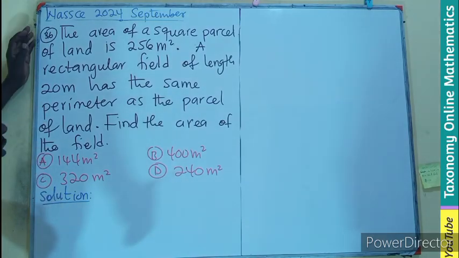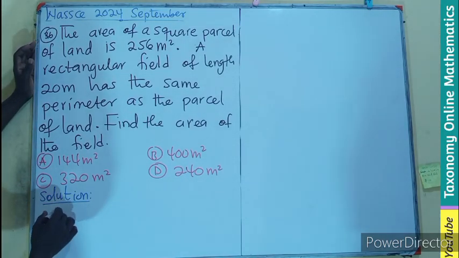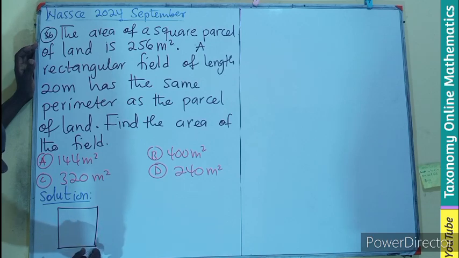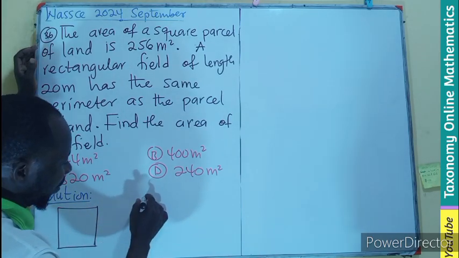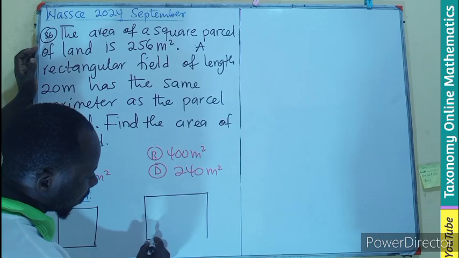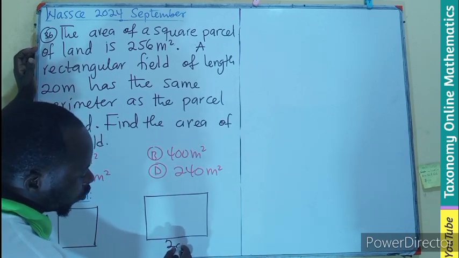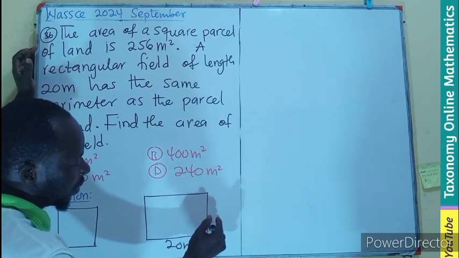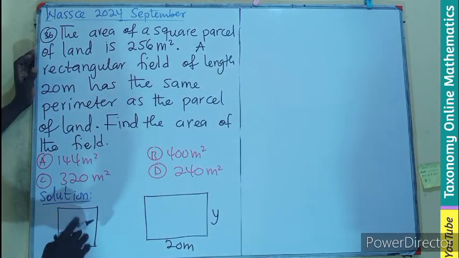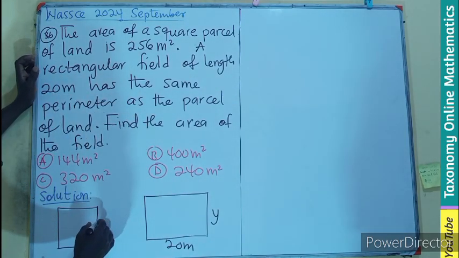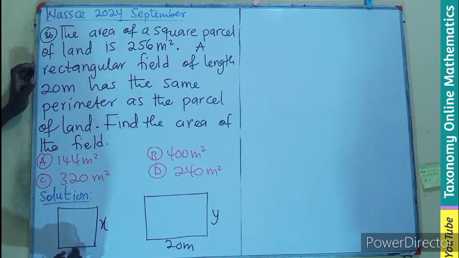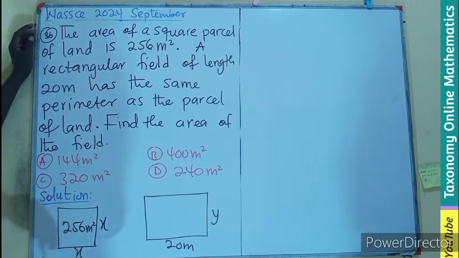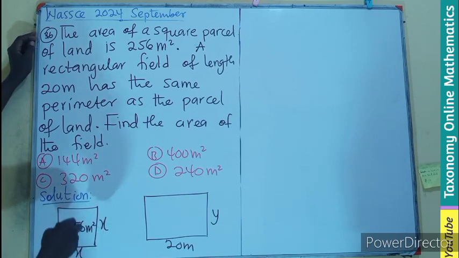This is WASSCE 2024 September edition. So if I pick this as a parcel of land, then the rectangular field will also be this. It has a length of 20 meters. This is what we are looking for, which is the width. Now this we can find as the length, right? The length will be the same, but the area has been given as 256 meters square. So we need to know what the length will be before we can find the perimeter.